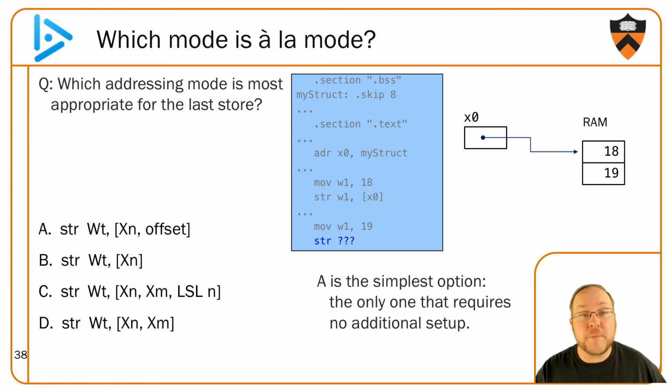D could work even a bit better because we do the addition operation rather than having to change x0. But now we'd need a 4 in a register somewhere. But if D works with a 4 in a register, that means that A works with the immediate value 4 as the offset. So A is really the cleanest here in that it requires no additional setup, no other register to get a value, and no register having its value changed.